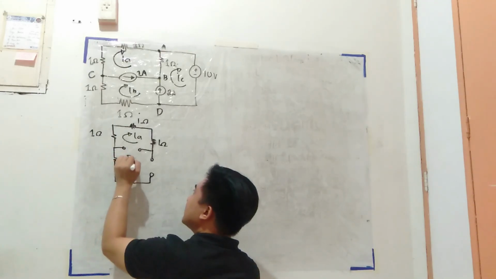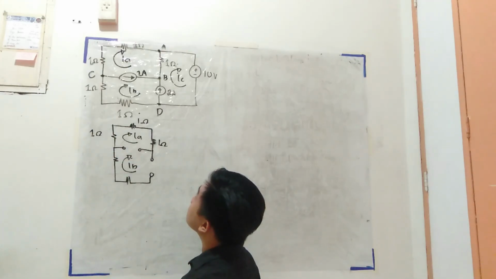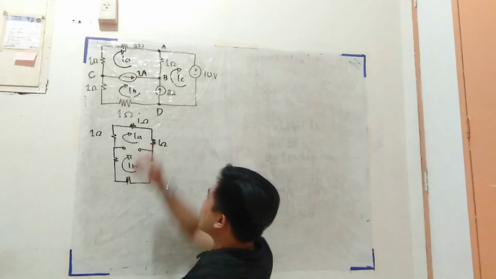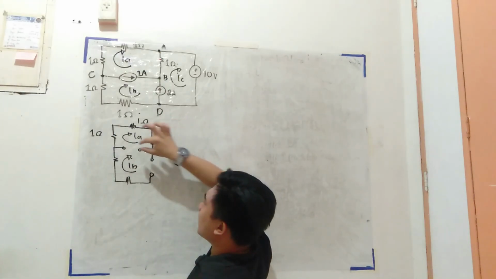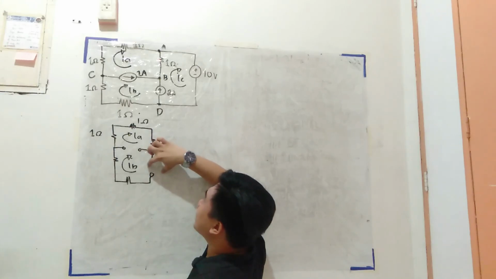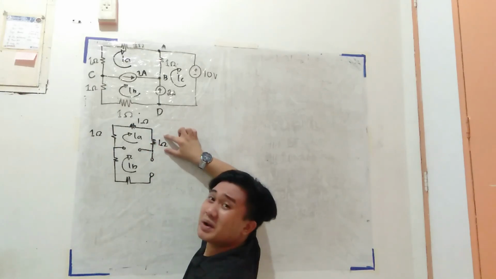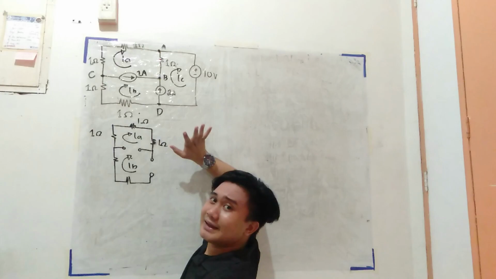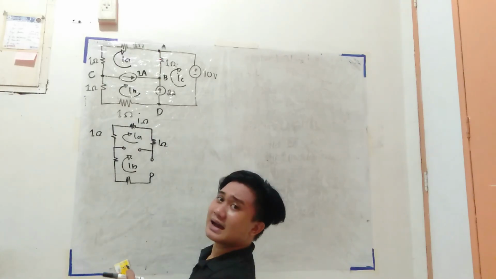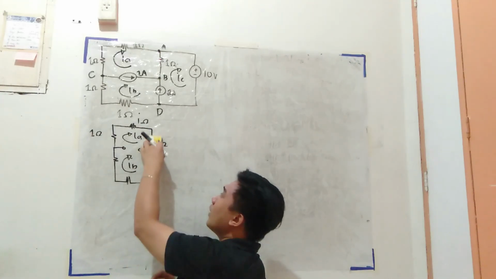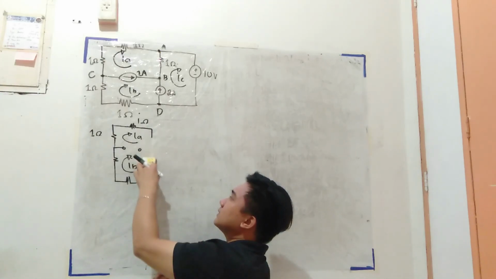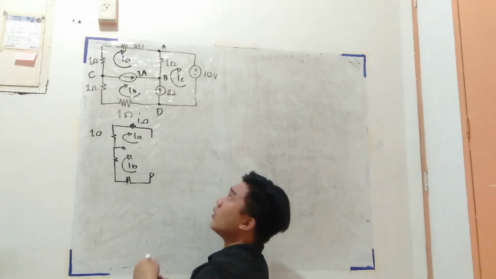Ang current naman dito ay si IB. Sa tingin nyo guys, nung inopen ko si 1 ampere dito, tsaka si 2 amperes dito, kailangan pa bang mag-exist ni 1 ampere? Technically, hindi na, kasi wala po dyang dadaang current. So, effectively, wala na po yan. Okay? Na-open na po.